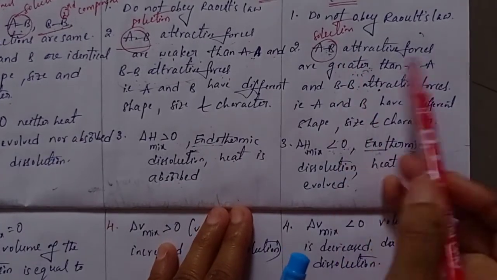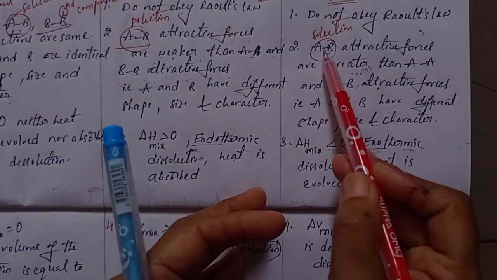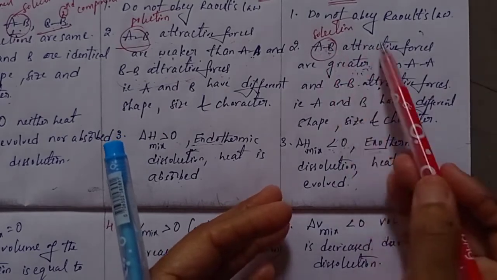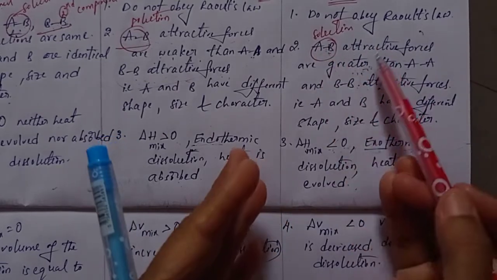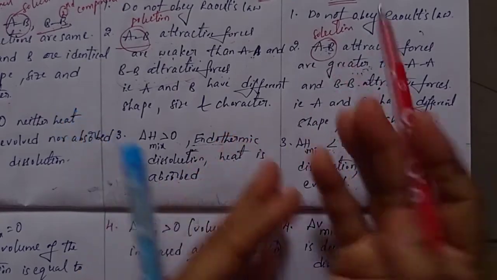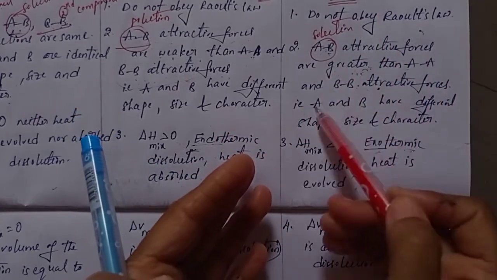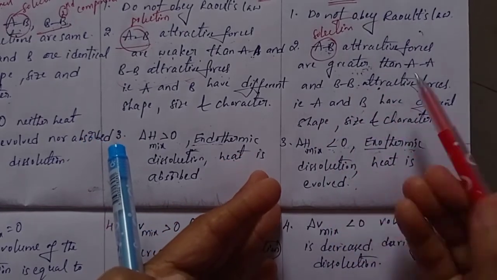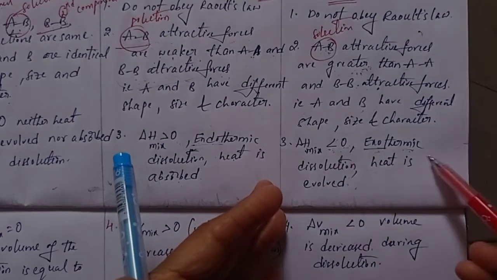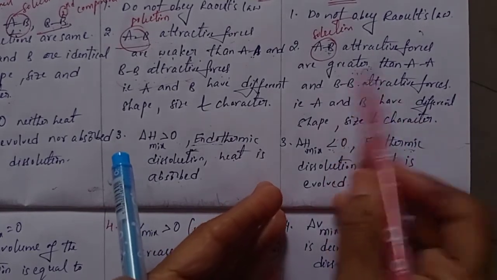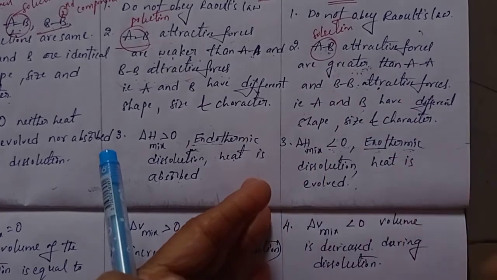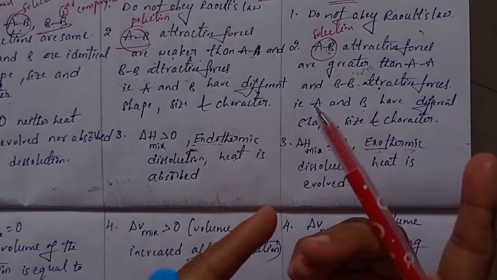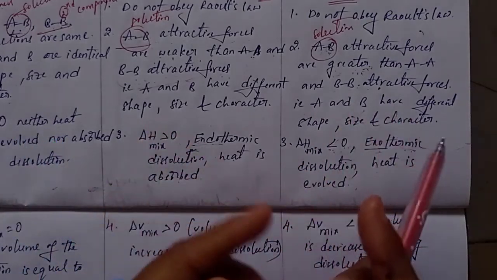In this case, students, during the formation of new bonds between the different components in the solution, the attractive forces are greater. So more energy is released, students. Are you following? Because attractive forces are greater, more energy is released. In the case of A-A and B-B, less energy is required. So less required energy minus more released energy gives a negative value: exothermic. That means heat is released here because attractive forces are greater. You remember one point, students: during the breaking of bonds, energy is always required. During the formation of bonds, energy is released.